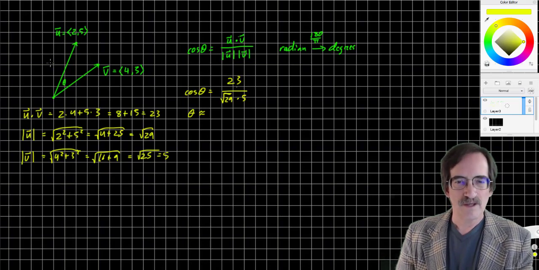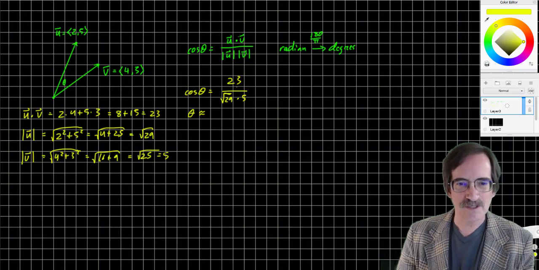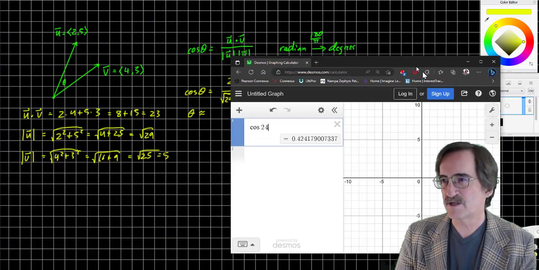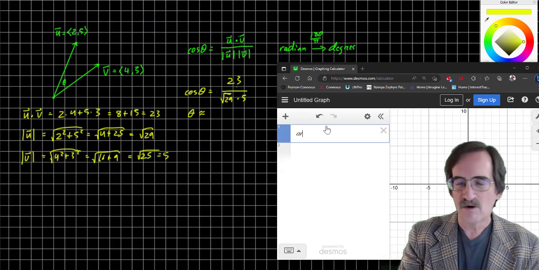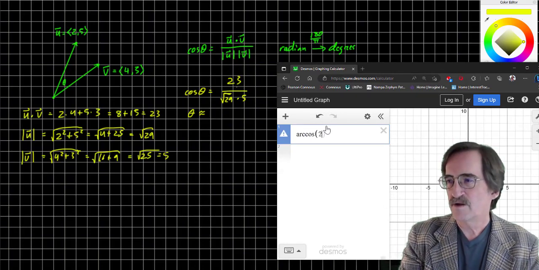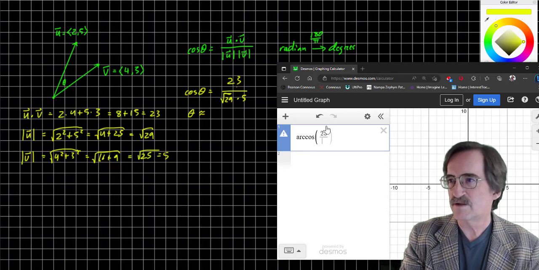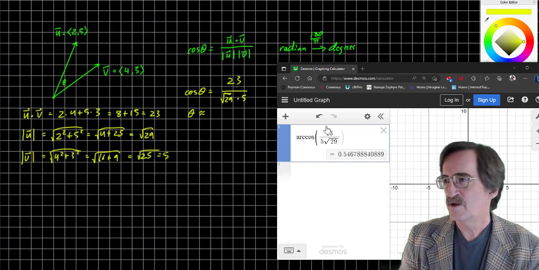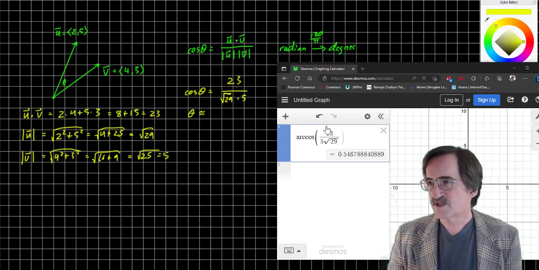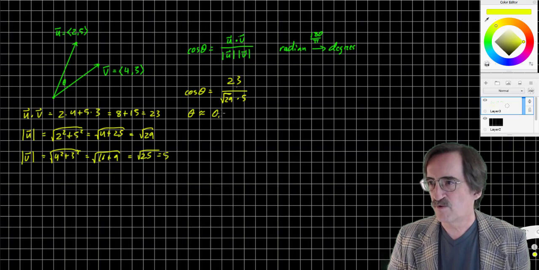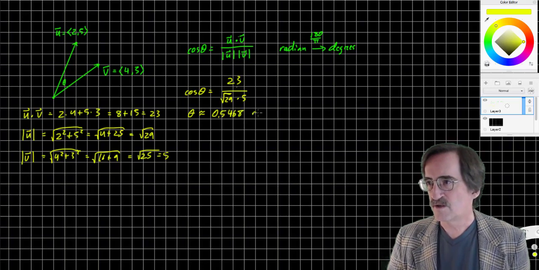All right, so let's go to Desmos. Oh, Desmos! Here we go. Okay, so we're going to take the arc cosine of 23 divided by 5 square root 29. Okay, 0.5468 radians.